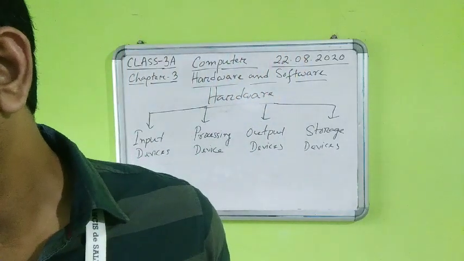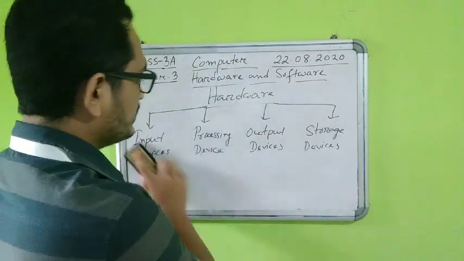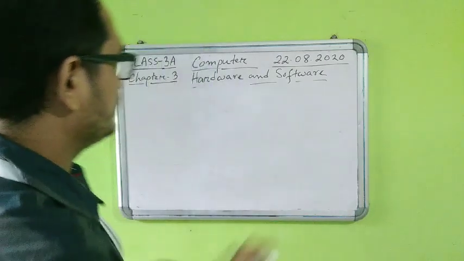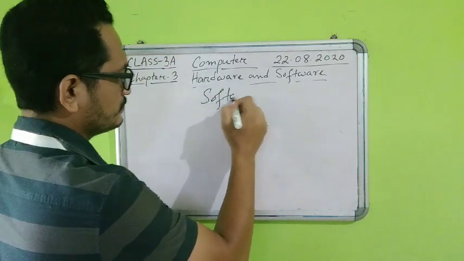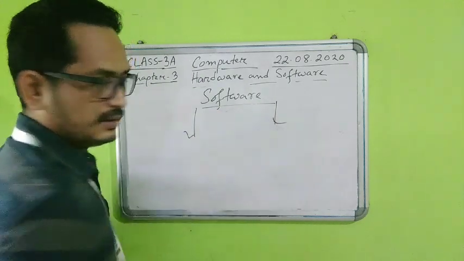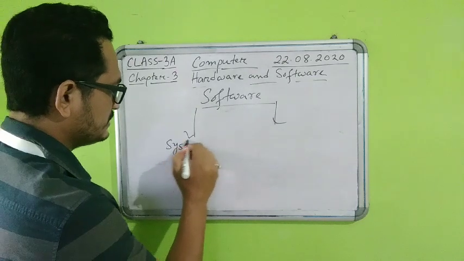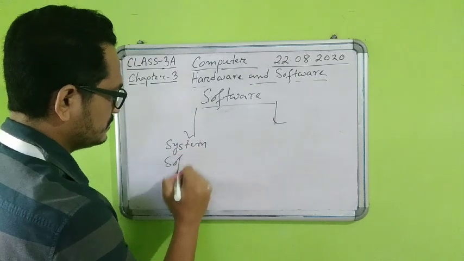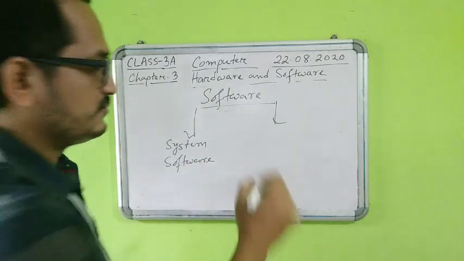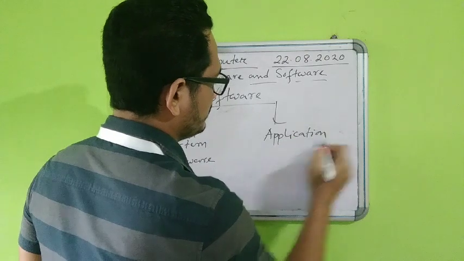There are two main types of software. So now see, students, there is a branch given for the software. That also you need to write down now. Please write down this one: software has two parts mainly. One is system software, and another is application software.